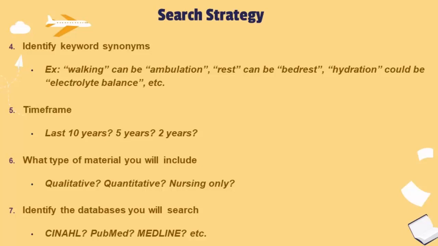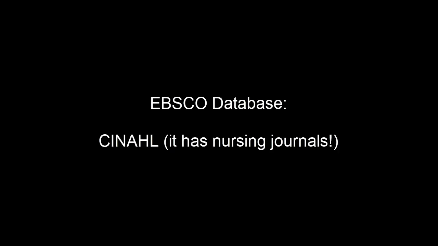But once you start looking at research articles, you will need to figure out a way to find very relevant information. The first step is to search within a database, such as the EBSCO database. Specifically, CINAHL would be a great place to start, as this database has mostly nursing journals that would be appropriate for topics you are looking up.